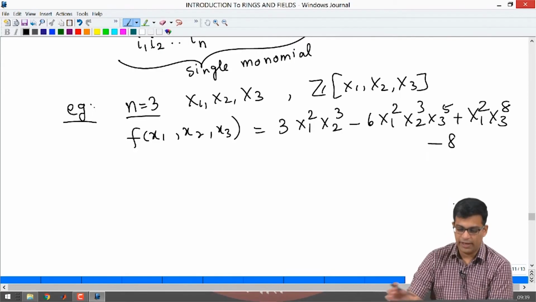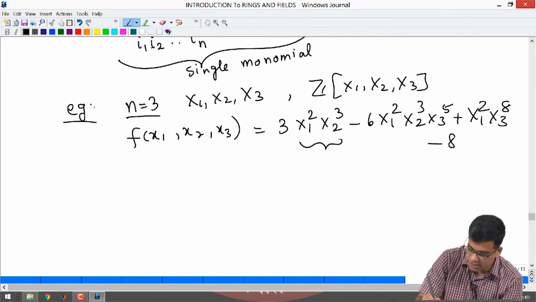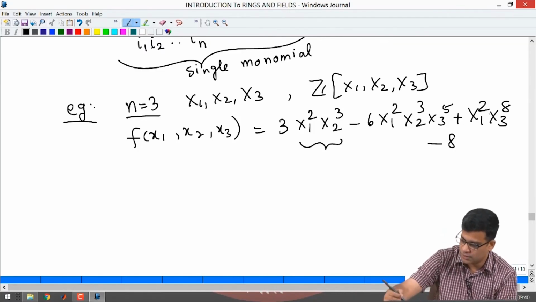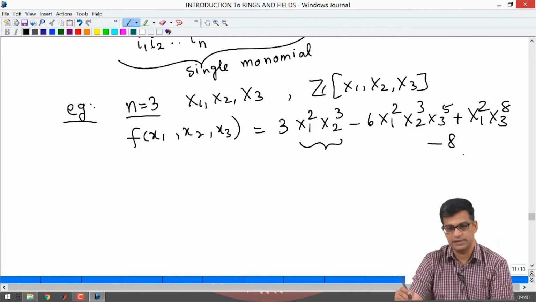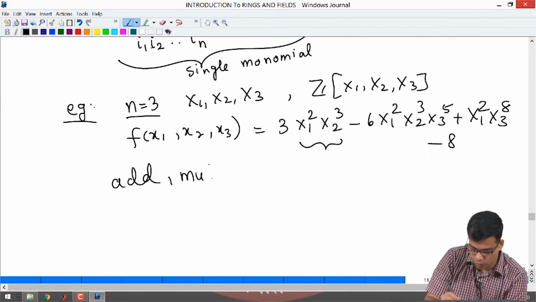So, now each monomial has a degree attached to it. This is like (2, 3, 0). So, it is a triple. This will be (2, 3, 5), this will be (2, 0, 8), this is (0, 0, 0). So, now we can add and multiply as before.